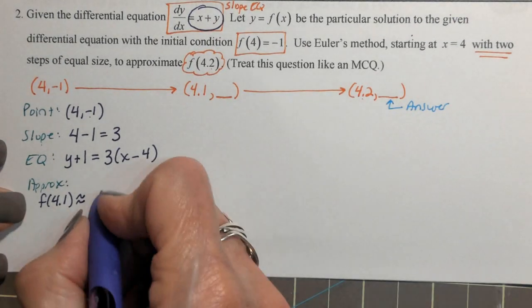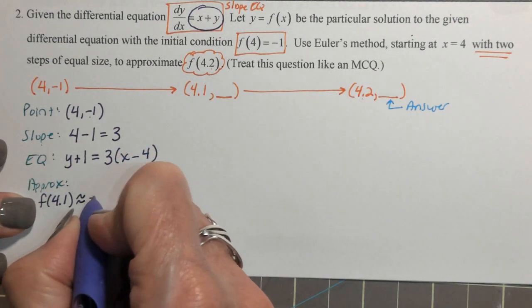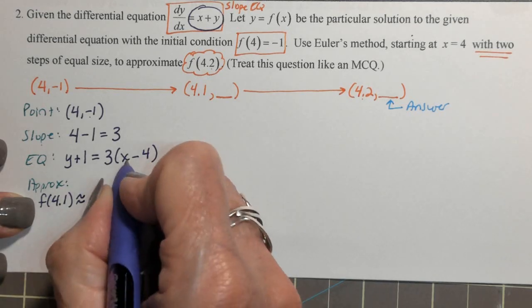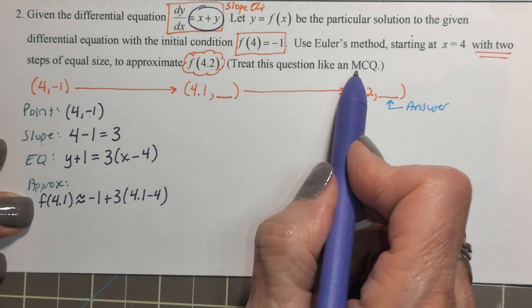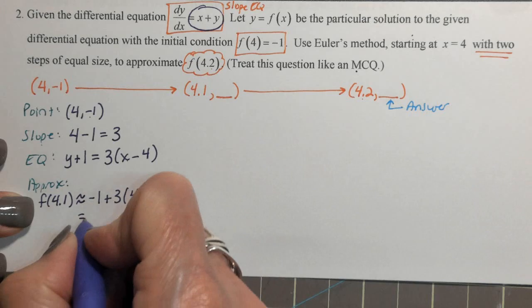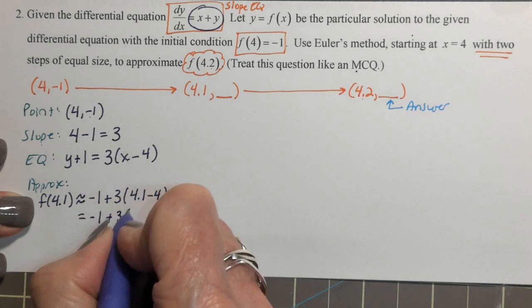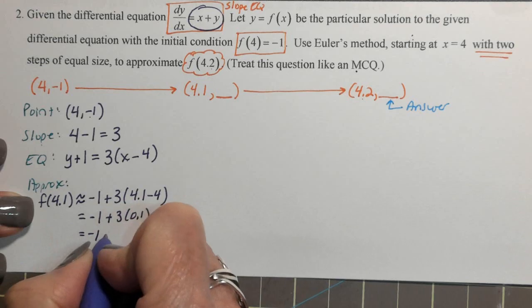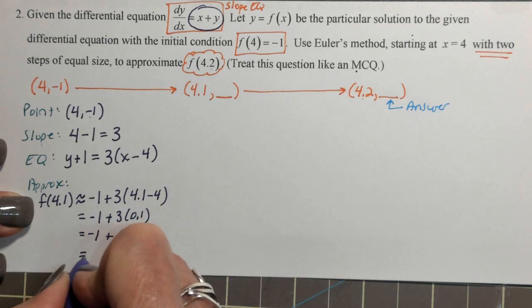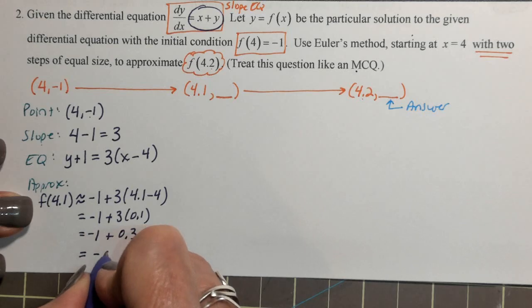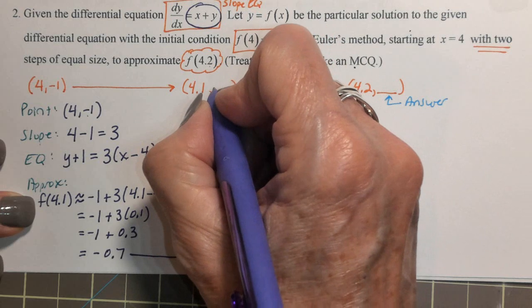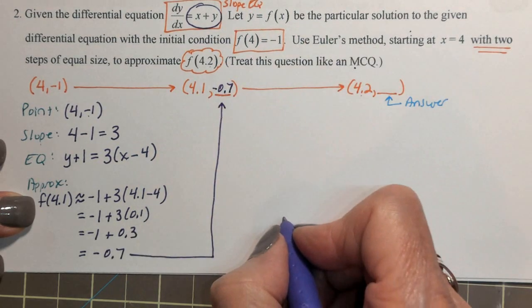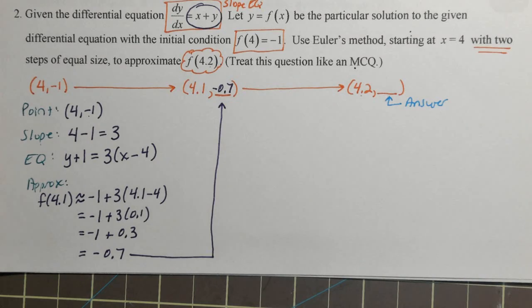Alrighty. So I'm subtracting 1 to the other side, and then replacing x with 4.1. And again, I'm treating this like an MCQ, so I'm going to go ahead and have fun with decimals here. This is 3 times 0.1. 3 times 0.1 is 0.3. Negative 1 plus 0.3 is negative 0.7. So our first y value here is negative 0.7. And now we're going to do the same steps on the other side.